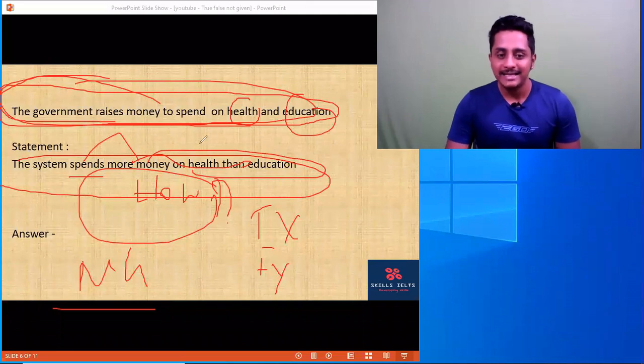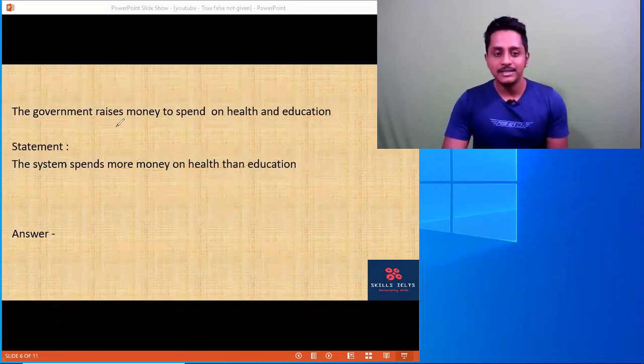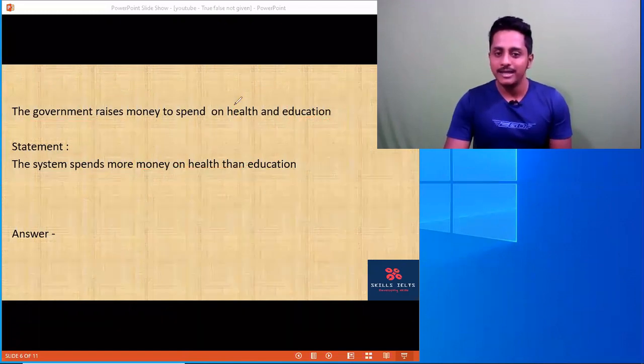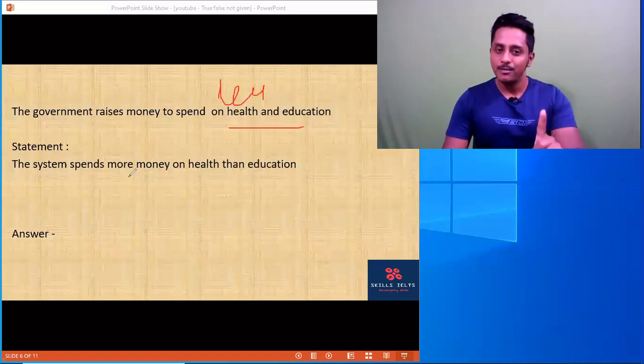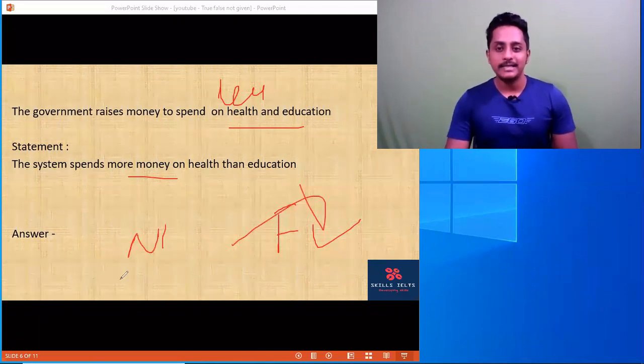It's not contradicting. Guys, don't confuse yourself. They are not even saying how the money is spent. If the statement says they spend less on health and education, or if they say more, it's completely contradicting. Then false is correct. So this answer is not given.